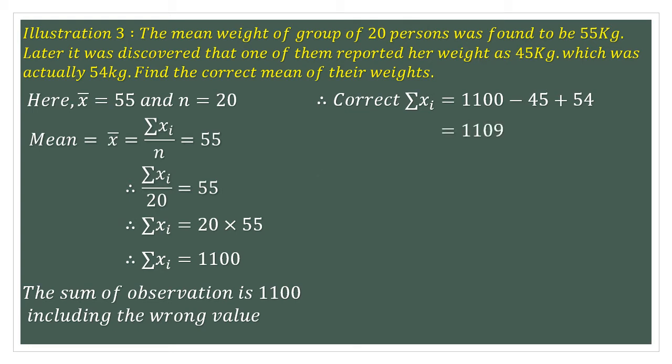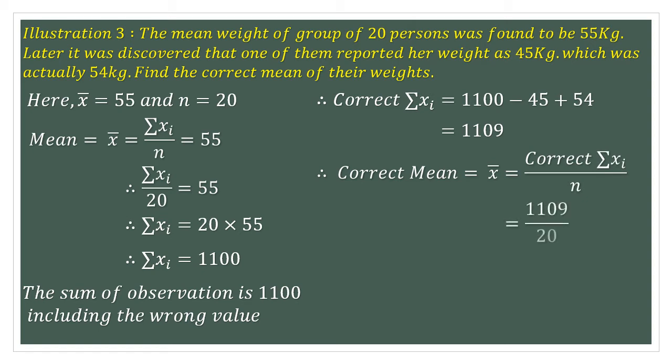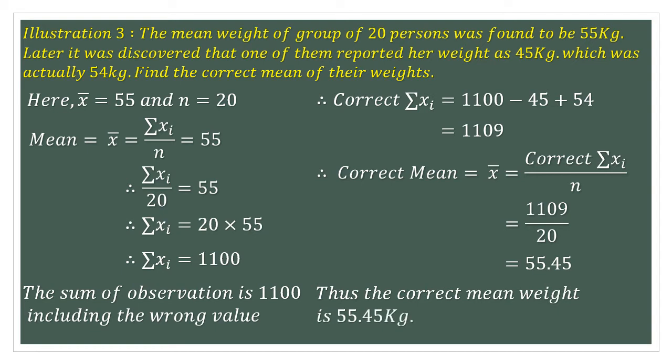Now I am going to find the corrected mean using this correct summation xi in the equation. So 1109 divided by 20 will get me 55.45 kg. So the correct mean, the correct average of the weights of 20 people is 55.45 kg. Okay, I hope you guys got my point here.